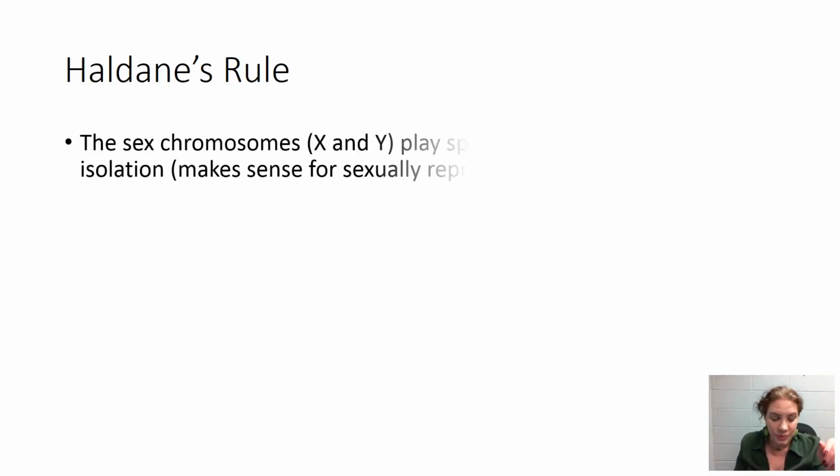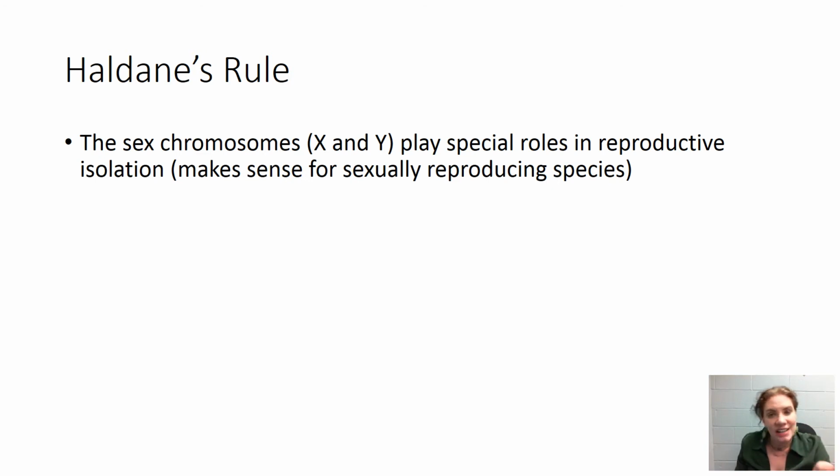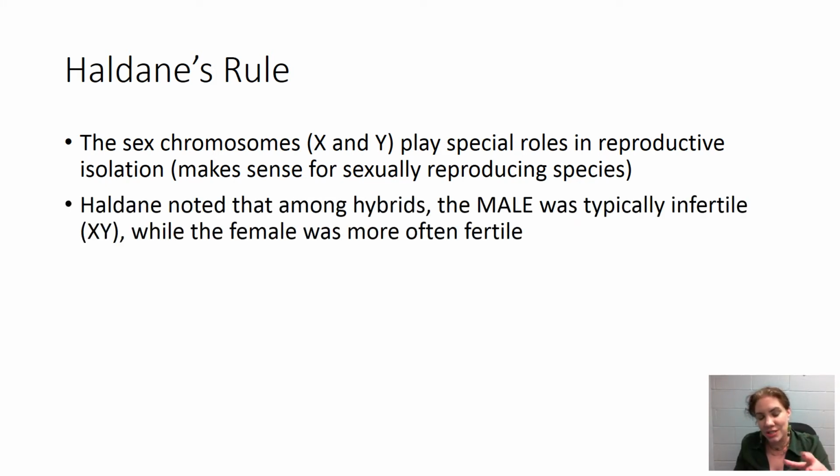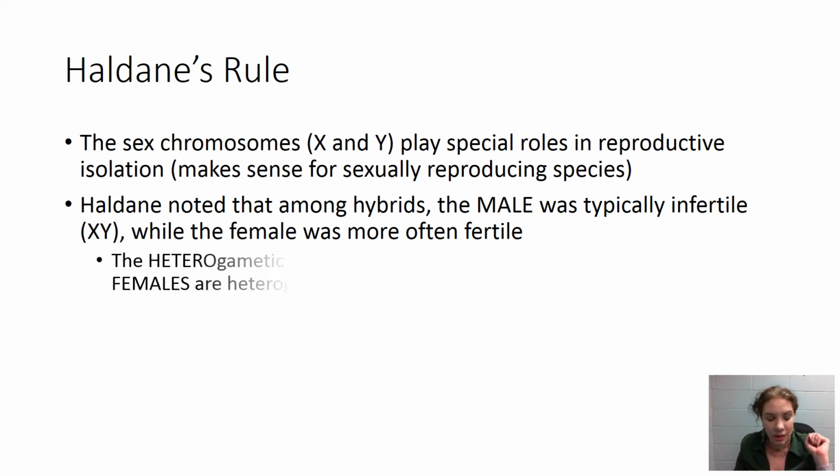Haldane's rule. Haldane reasoned that, especially for sexually reproducing organisms, the X and Y chromosomes that determine gender should play a very important role. And he's not totally wrong about this. He actually noticed that when you're looking at hybrids between two different species, it's usually the male that's infertile, the one that's XY, and the female in a lot of cases was okay. And that's kind of an odd observation.